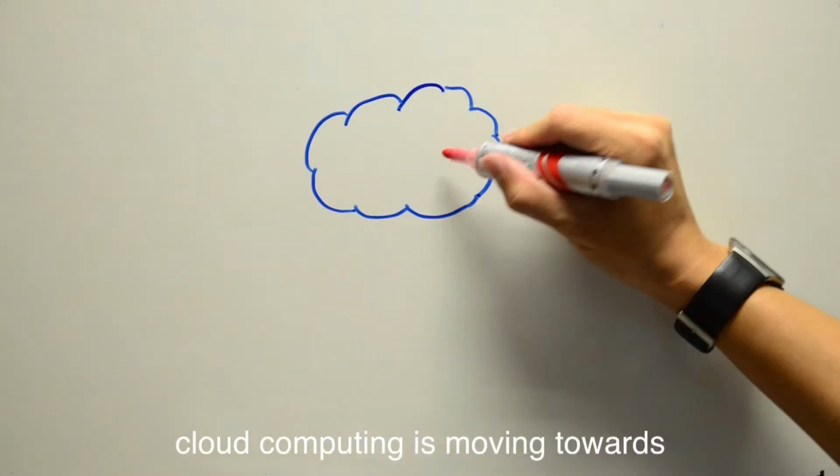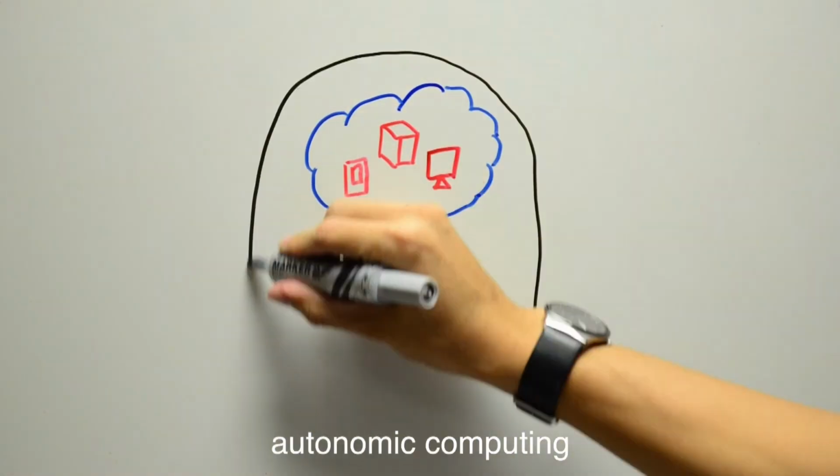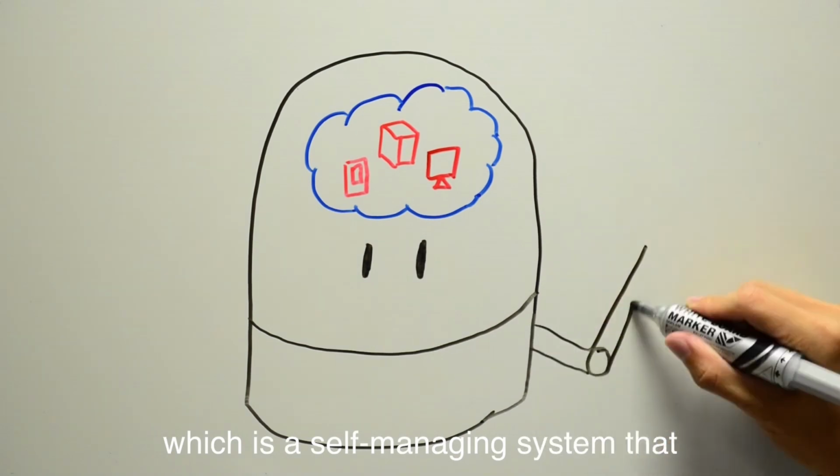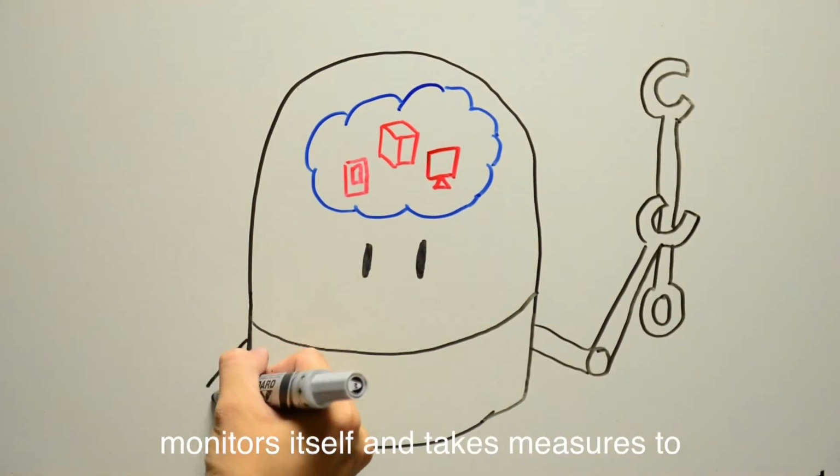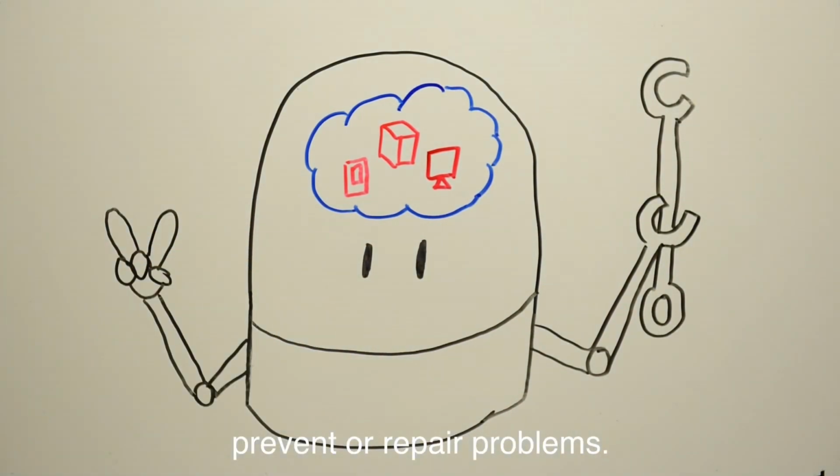In the future, cloud computing is moving towards autonomic computing, which is a self-managing system that monitors itself and takes measures to prevent or repair problems.